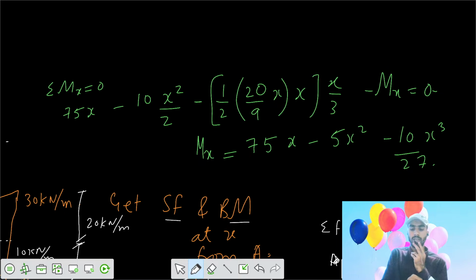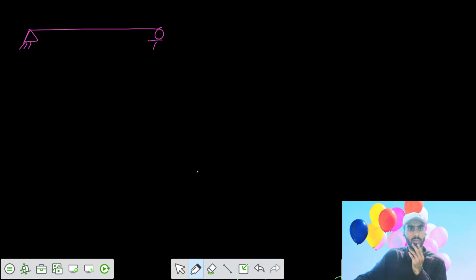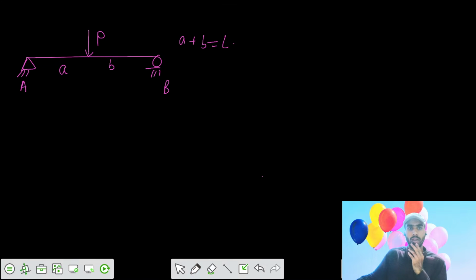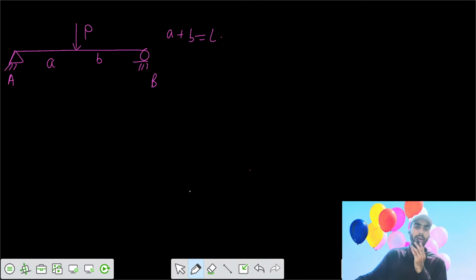Now let's take the next question. Let's take a new question where you have a simply supported beam. Let's say a load P acting at a distance of A from support A, and a distance of B from support B, such that A plus B equals to length L. We need to calculate the shear force diagram and bending moment diagram.